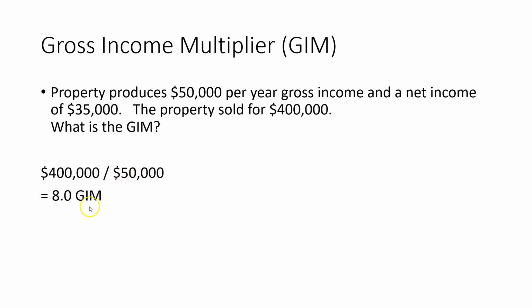Working it another way, if I know that the area GIM is 8 and I'm getting $50,000 out of this property per year, then I would expect to pay 400,000 for it. Or if I knew the property was worth 400,000 and I knew the area GIM was 8, then I would be expecting to get at least 50,000 per year income out of it, gross income.